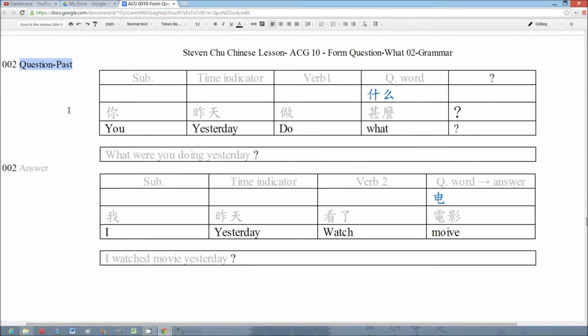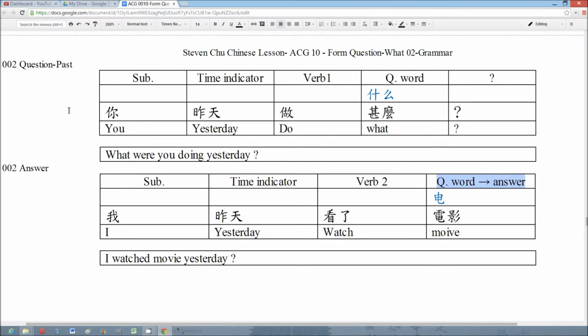This example is asking what the subject was doing. 你昨天做什么? What were you doing yesterday? This question is also based on the basic sentence: subject, time indicator, verb, and question word. And the answer is 我昨天看了电影. I watched a movie yesterday. Subject, time indicator, verb, and the answer.